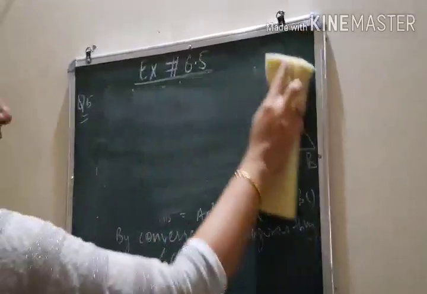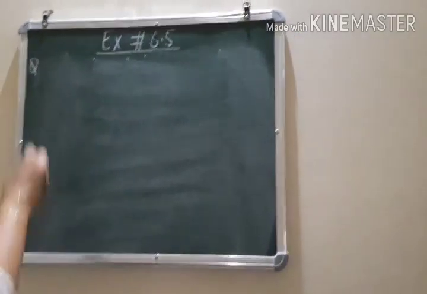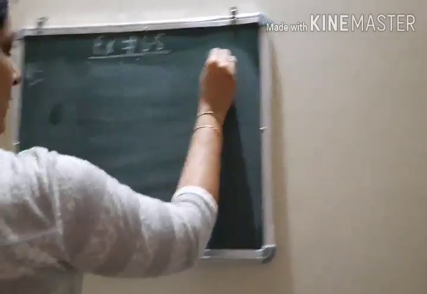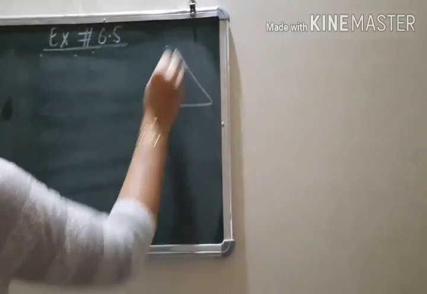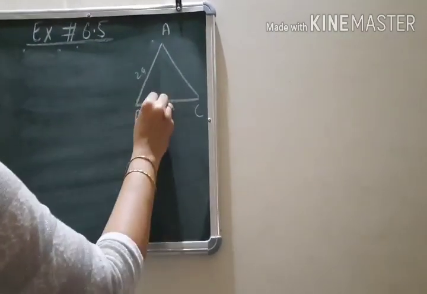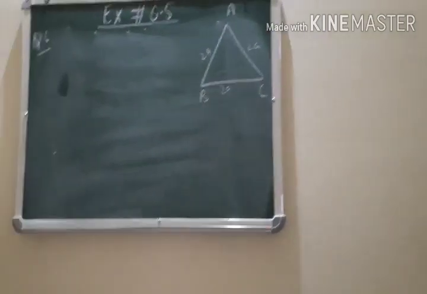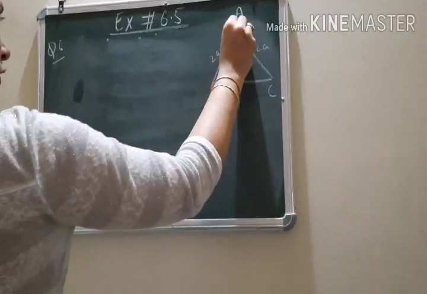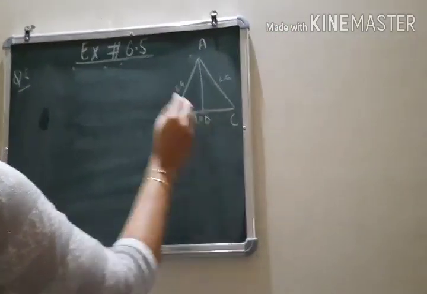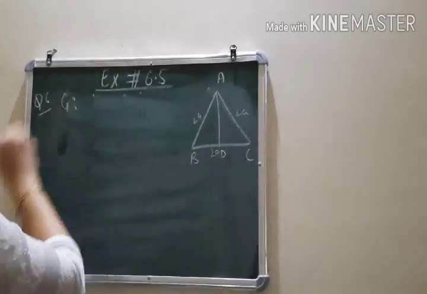Question number 6. Question number 6 is: ABC is an equilateral triangle of side 2A. What do you mean by an equilateral triangle? Which has all the three sides equal. So they are given 2A each. You have to find the altitude. What do you mean by altitude? Altitude makes an angle of 90 degrees.